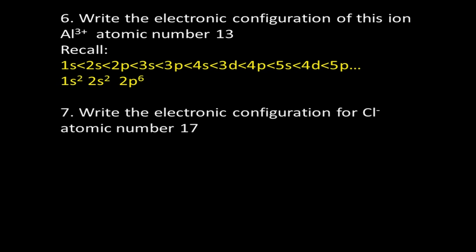Number 7. Write the electronic configuration for the chlorine ion. The atomic number for chlorine is 17. This chlorine ion has gained 1 electron. So for a neutral chlorine, the number of electrons is 17, but now it has gained 1, making 18. So we are filling in 18, following our energy range.